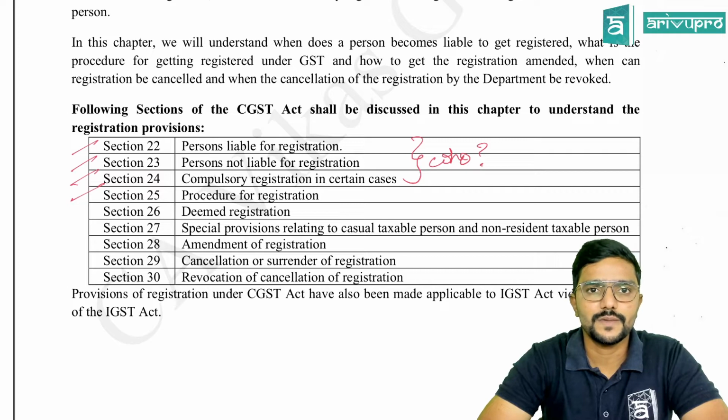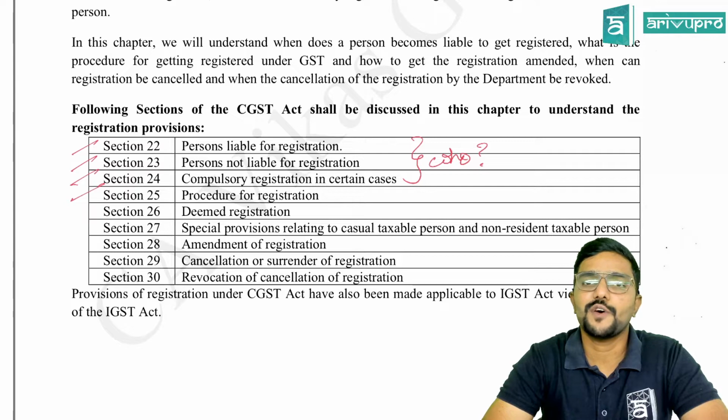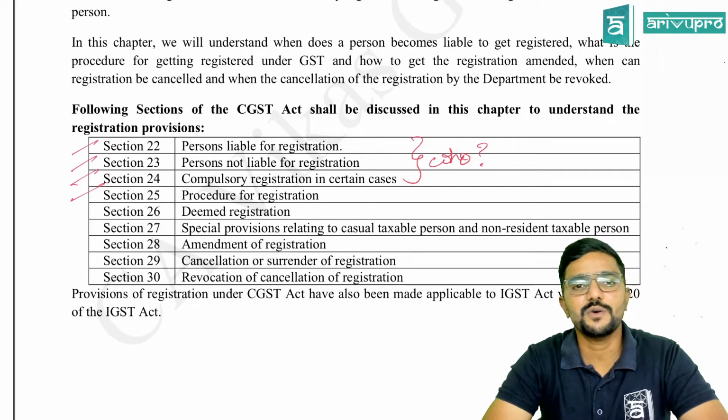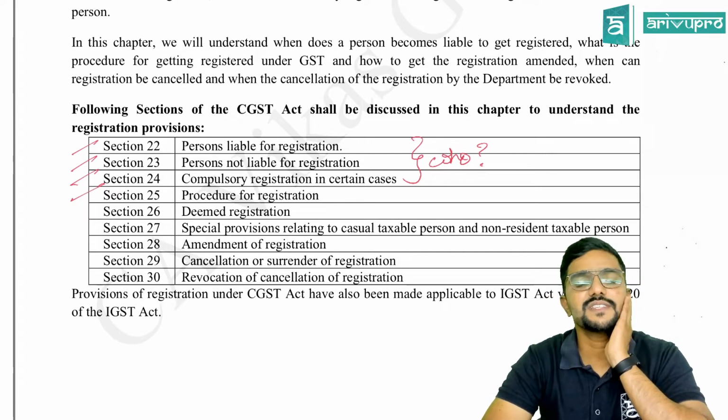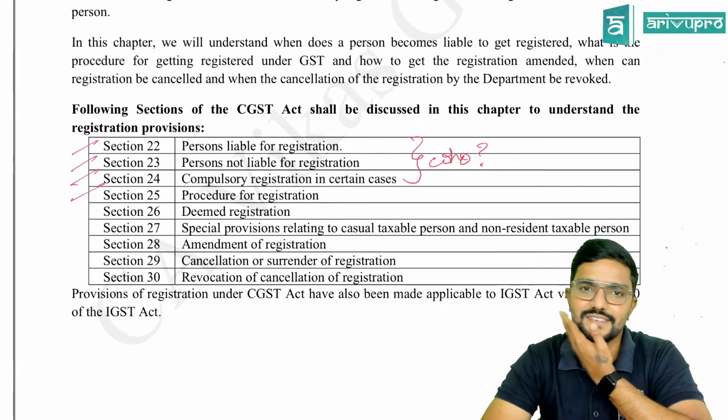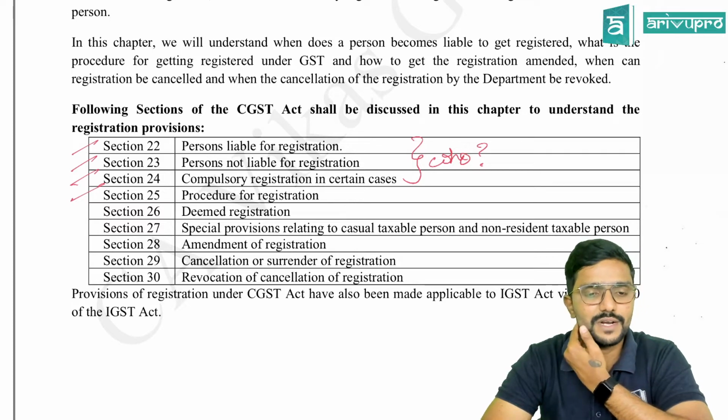Next, you write 23 under the section number column. Under content, write persons not liable for registration. Here in section 23, it is told that the following persons need not get registered. We will see who they are.